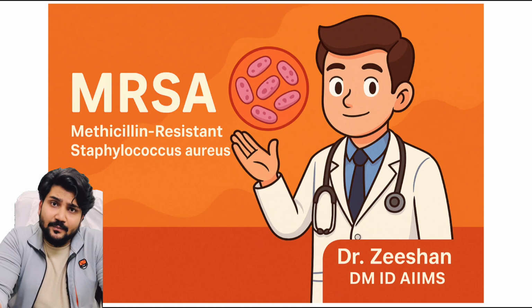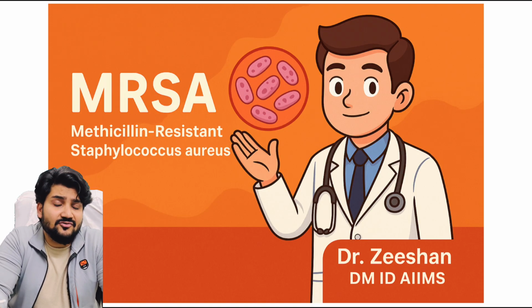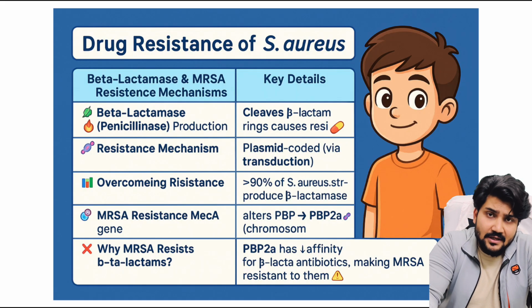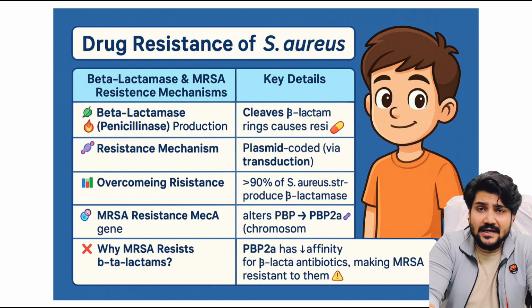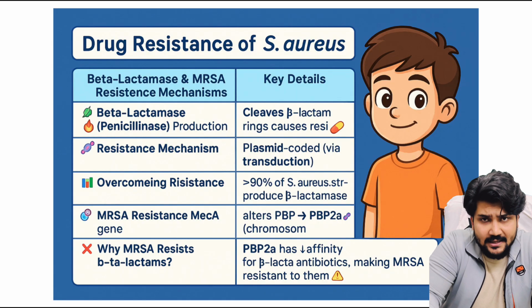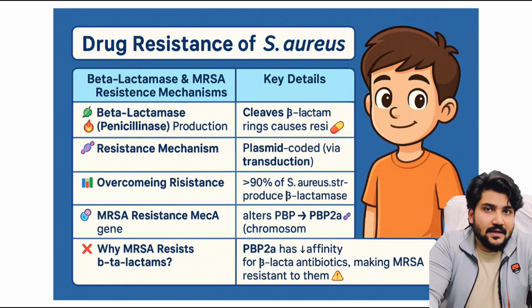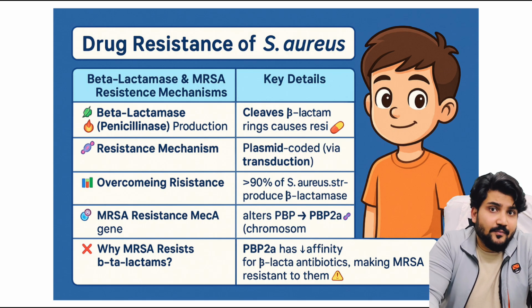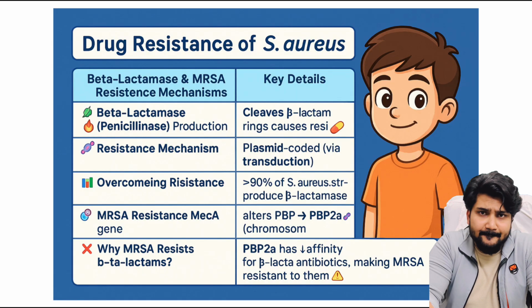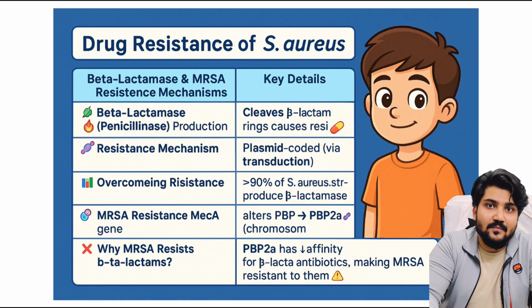Before jumping into the topic, I need to tell you about the different drug resistance in Staphylococcus aureus. The most common drug resistance in Staphylococcus aureus is beta lactamase production, penicillinase production. So what does this mean? This will break the ring of beta lactam drugs. The most common beta lactam drugs used in clinical practice are ampicillin, amoxicillin, ceftriaxone. They will make them resistant.